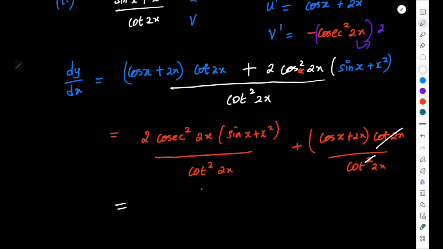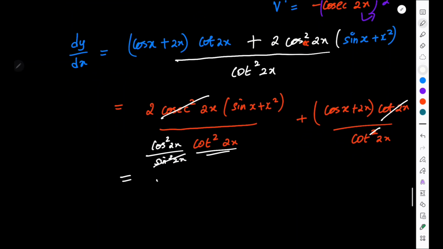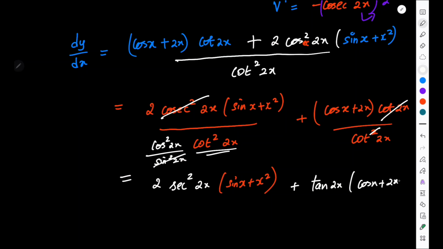And moreover, this cot x can be written as cos over sin, so I can write this one as cos square 2x divided by sin square 2x, and these two can be cancelled out. So I can write 2 secant square 2x into sin x plus x square, and similarly here, 1 divided by cot 2x is tan 2x into cos x plus 2x, right?